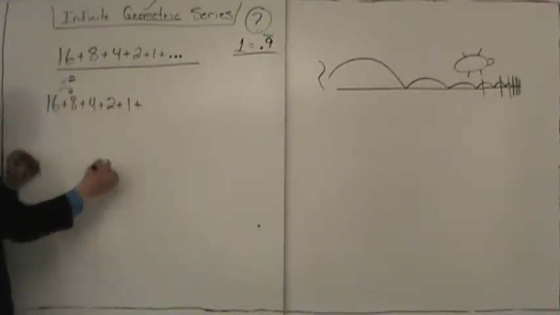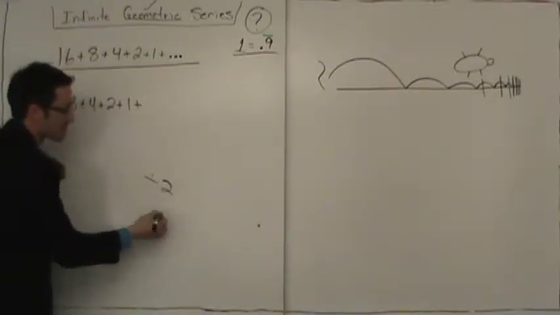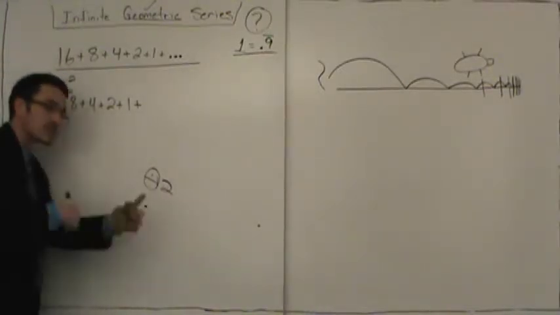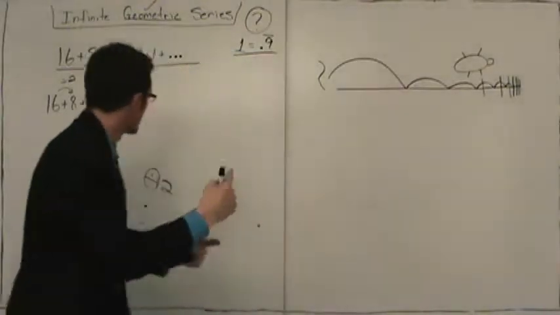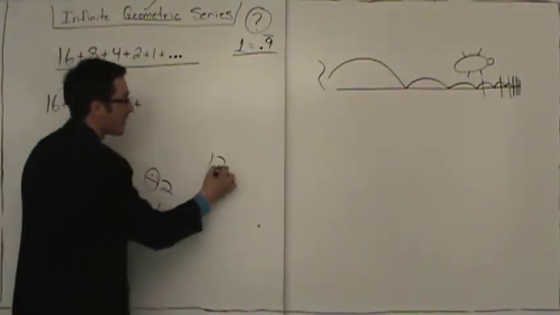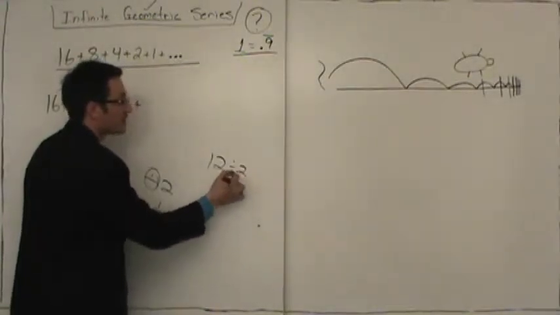Well, let me remind you guys of something. Dividing by 2 is the same as what? Division changes to multiplication. What happens with the 2? We flip it. Division changes to multiplication. We flip the 2. This is what? 1/2.